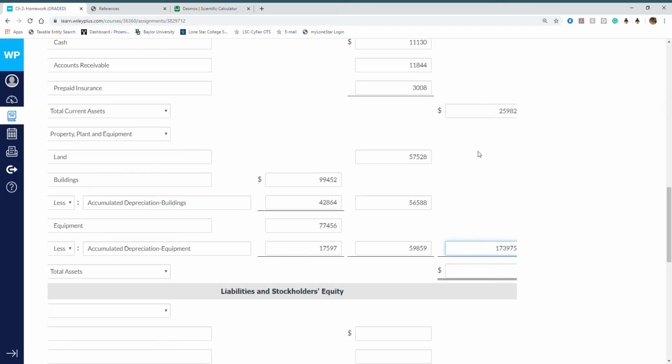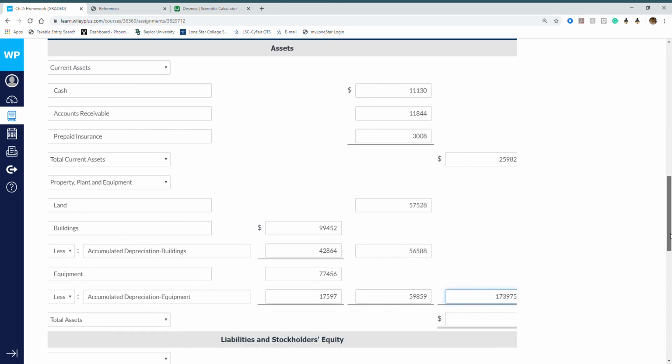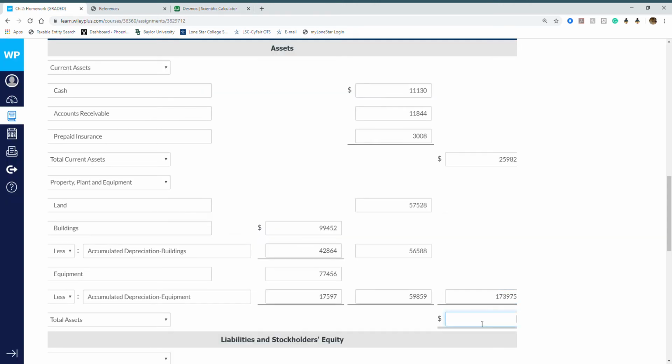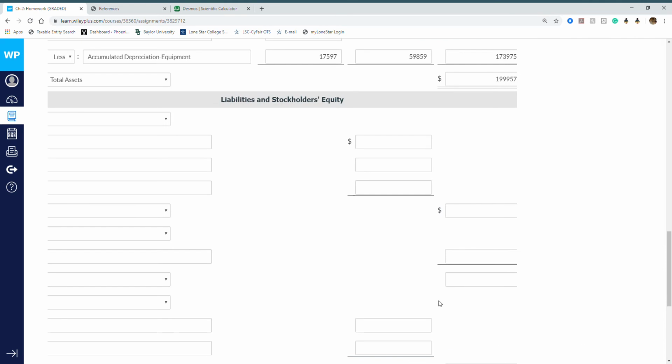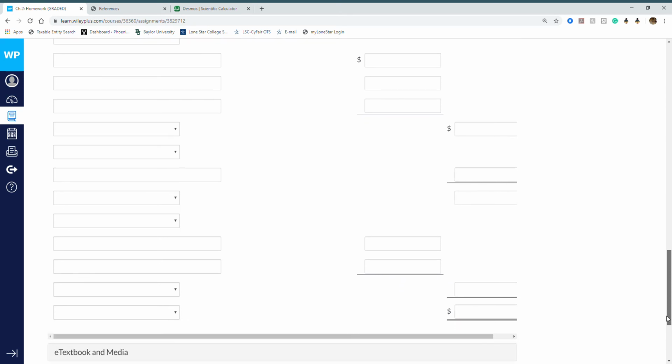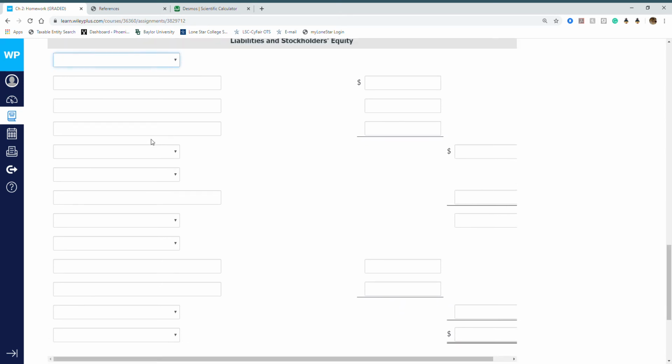Okay. Next, we just add our assets together. So we only have two. So 173,975 plus 25,982. We're at 199,957. Okay. So there's our total assets. We know now liabilities and stockholders' equity must equal out to it. So let's start knocking these out. First off, of course, just like assets, we start out with current liabilities, or what will basically be paid off within a year. Again, we have 3 blanks.